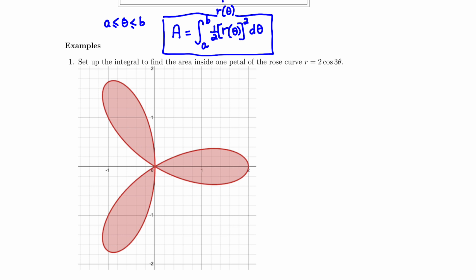One half r squared d theta, with bounds for our range being on theta, so we're going to go from A to B, or often what you will see is alpha to beta. Often when you talk about angles, you put the limits in terms of alpha and beta, and I like to do it that way because it helps me remember that it's angle measures and not x measures.